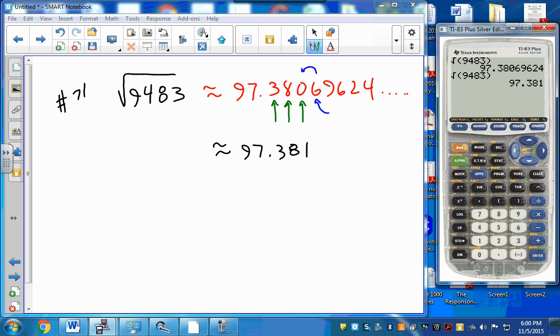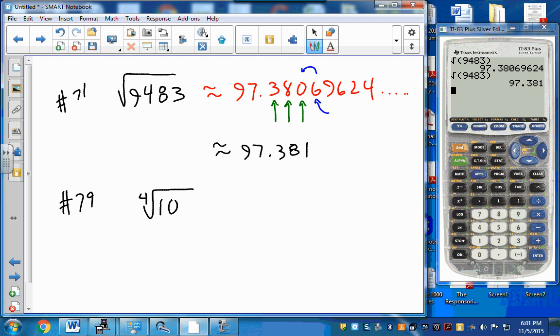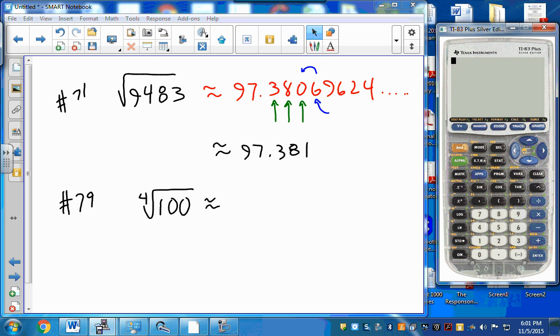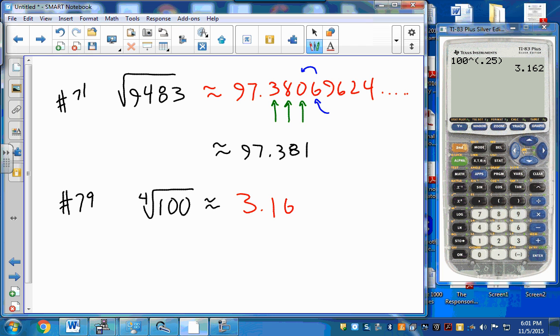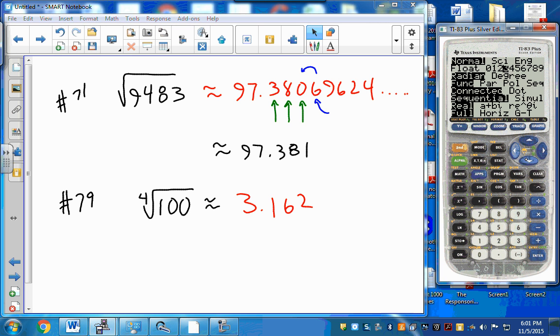Number 79. It says the 4th root of 100. And again, I can do this on my calculator. I'll do this as 100 raised to the 0.25 power. And there's my approximation. So 3.162. If I go back and put it on floating point, which is probably what your calculator would do, and I try the same problem, I get that.